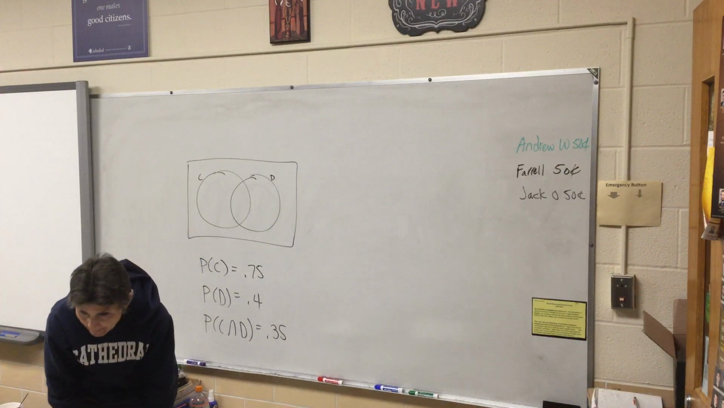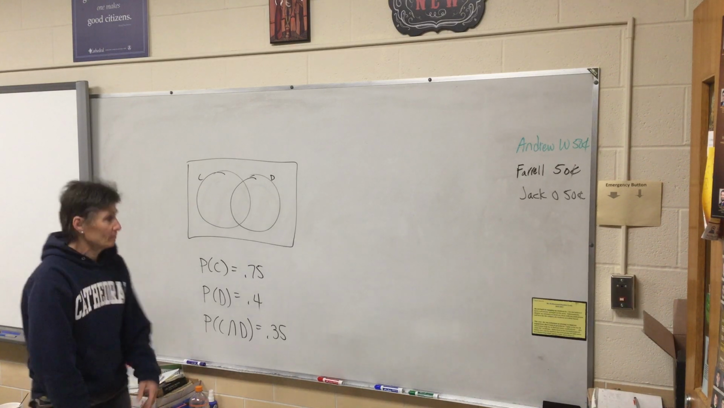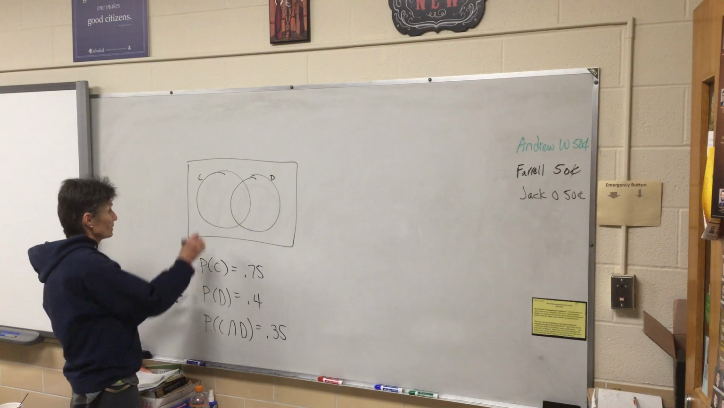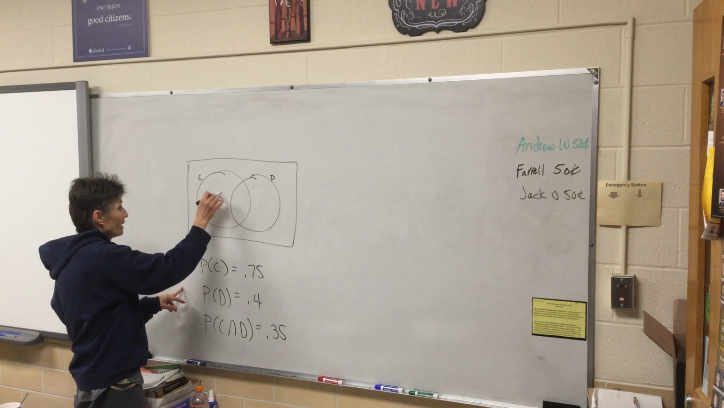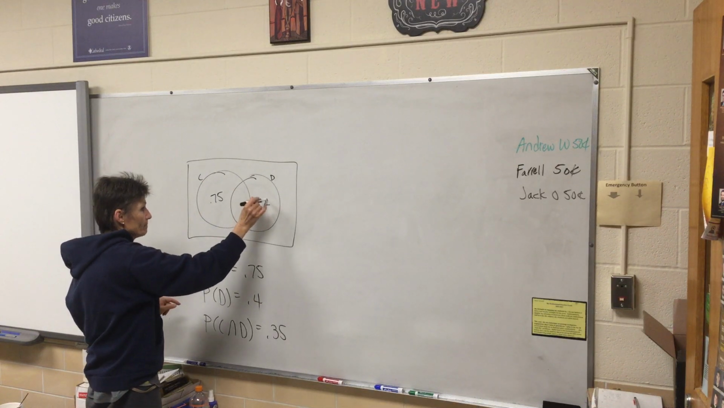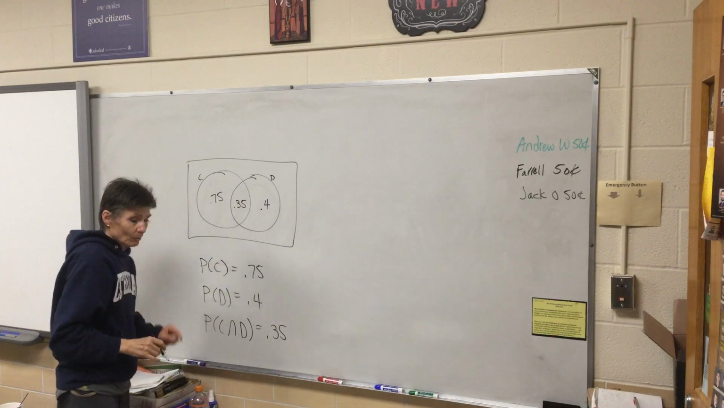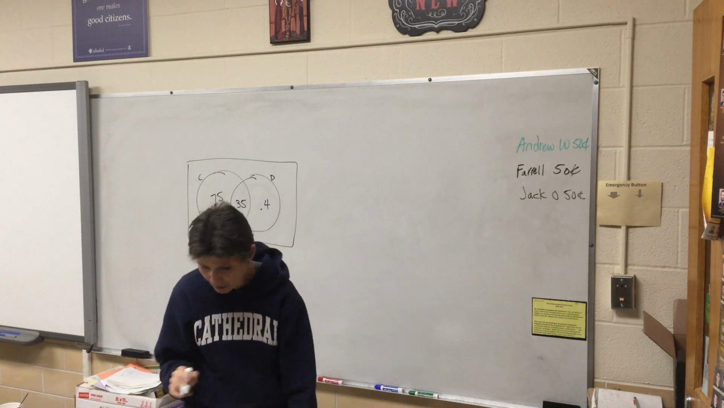Anybody think you got them filled in? Anybody feeling pretty confident? Yeah, the 0.75 goes where the C is. The 0.4 goes where the D is, on the very right. And then the 0.35 goes in the middle. Now, that makes absolute sense to me.